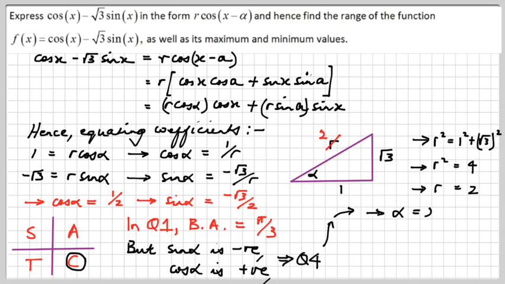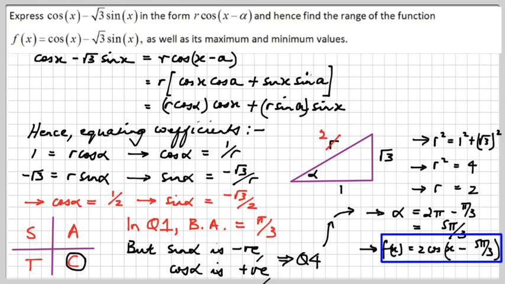Well, I think it is 2 pi minus pi on 3, isn't it? Yes, of course it is, which is 5 pi on 3. There you go. So we've calculated r, we've calculated alpha, and we've got our new expression for cos of x minus root 3 sine of x, because it is 2 times cos of bracket x minus 5 pi on 3, Mr. Box. Thank you, Mr. Box.